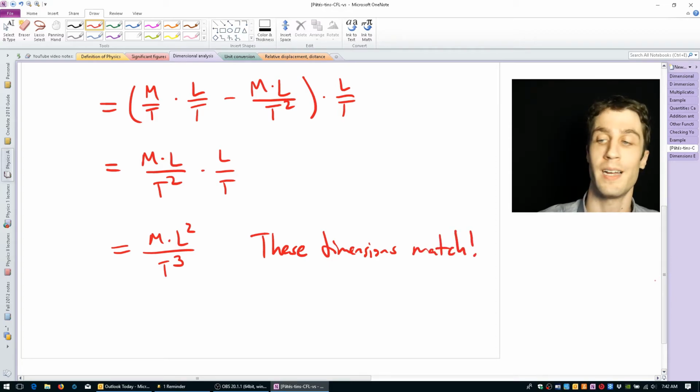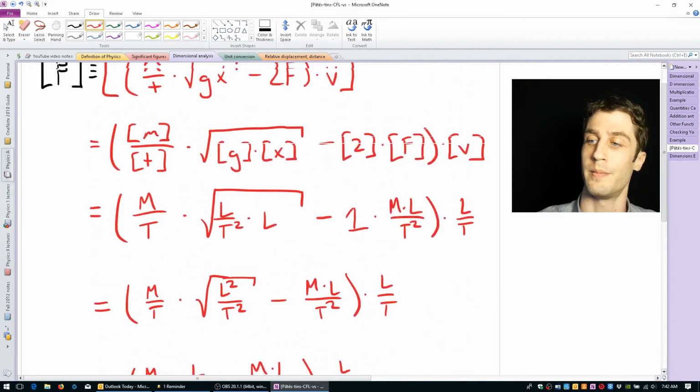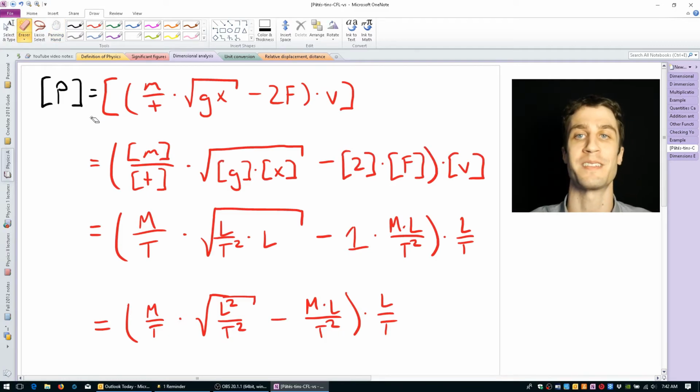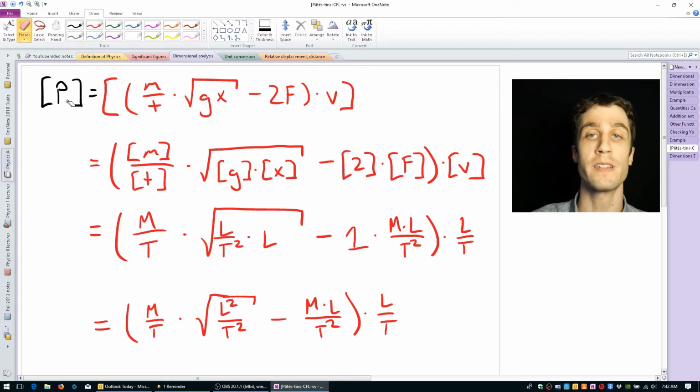So this is good. It means we've done well, that means that we haven't done our problem entirely incorrectly. It doesn't mean necessarily that we've done the problem correctly. But the point is that we were hoping to get the dimensions of power on the right-hand side to match the left-hand side.